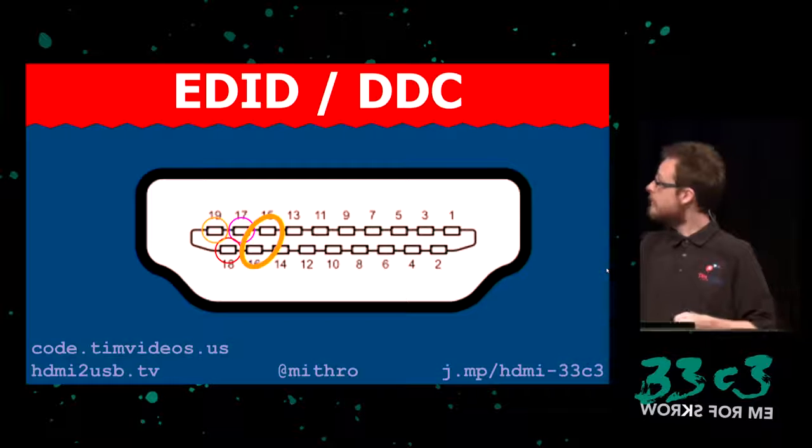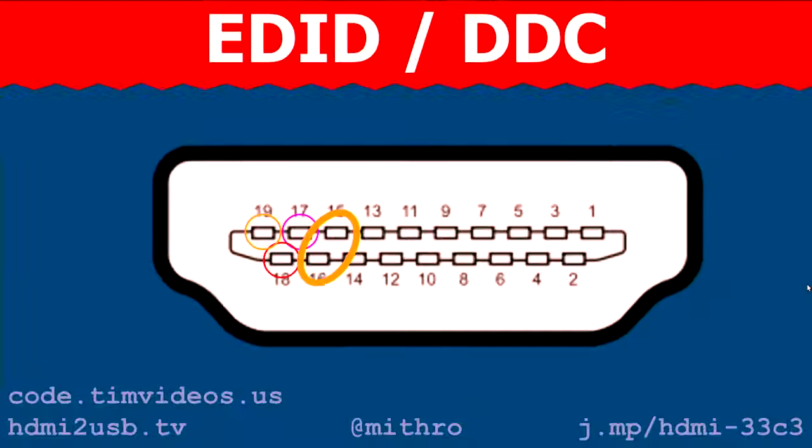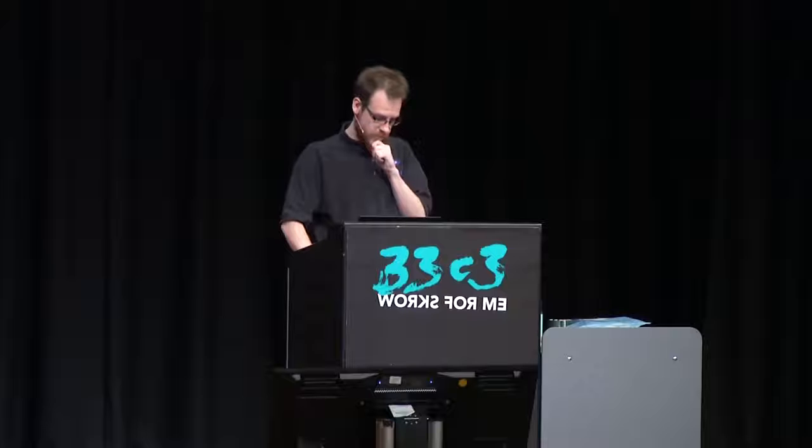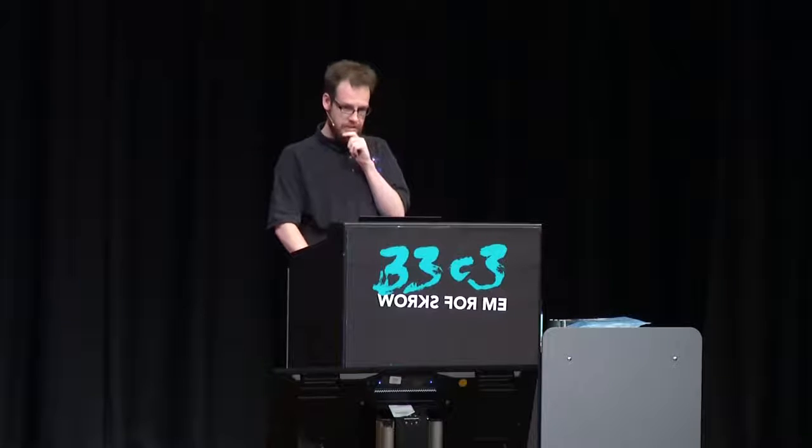These are the pins that it uses. 15 is the clock pin, and 16 is the data pin. And then it uses the ground, and the 5 volts is used to power that EEPROM. And in some ways, it also uses 19, because 19 is how you detect that there's something there to read from.